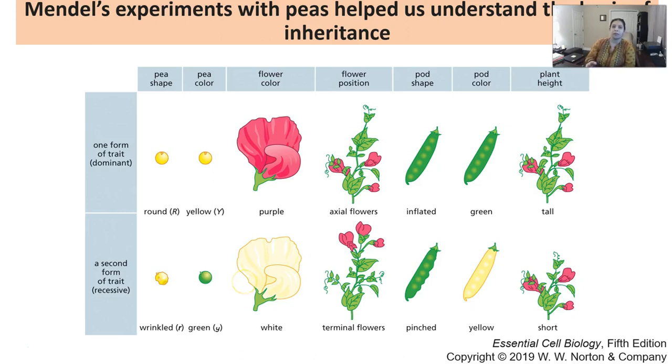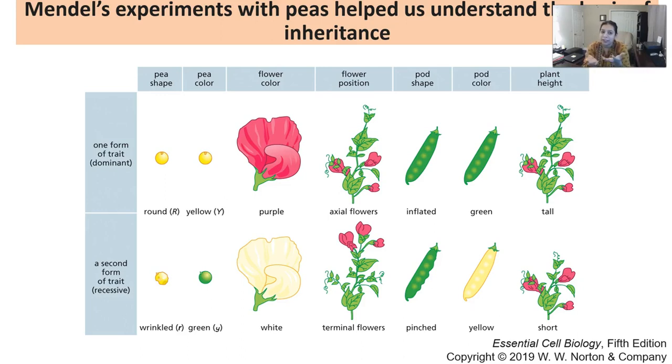So, as we talked about a little bit last time as well, Mendel's experiments with peas were what helped us understand the basis of inheritance. And he was lucky. He was a monk. He worked in a monastery. Obviously, he was in a monastery. And part of what he did, he was very interested in agriculture and growing plants of various types.